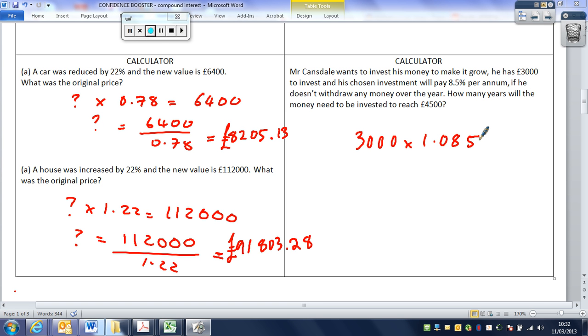What's the first thing he's done? What's he worked out there? Sam, how much do you get for the first year? How much do we get for the first year? Correct. How did you change it?